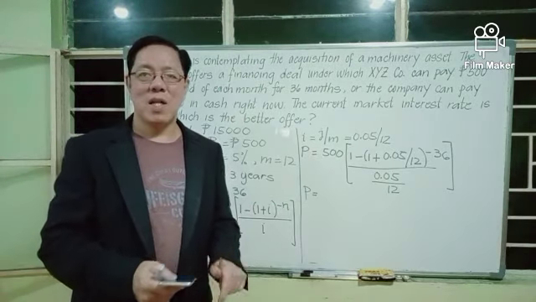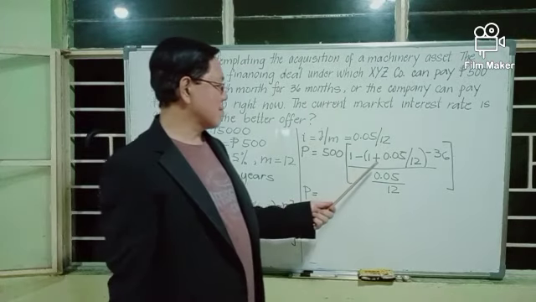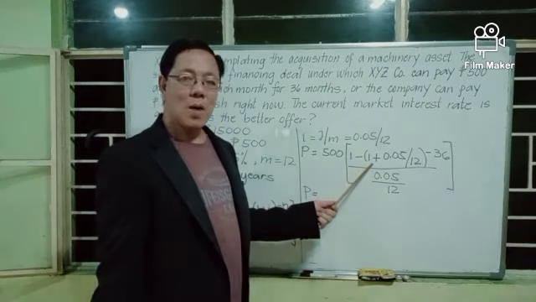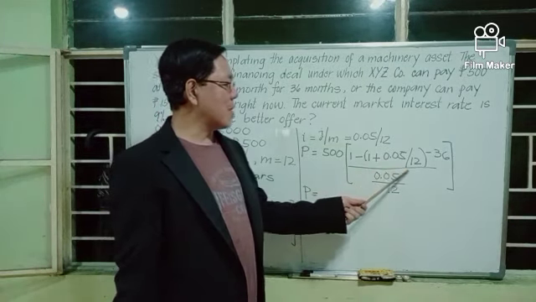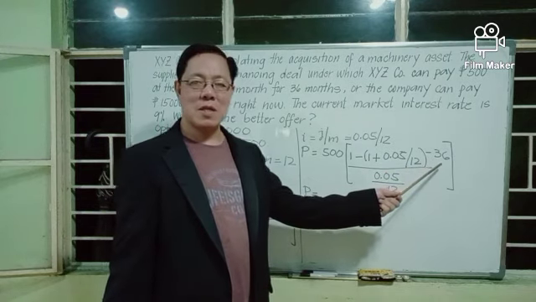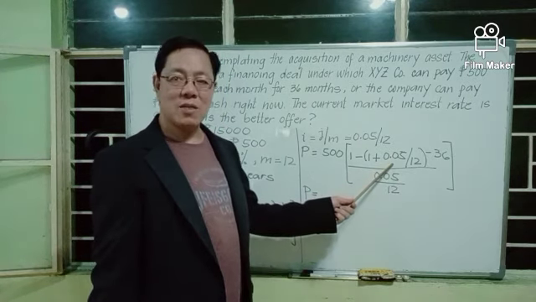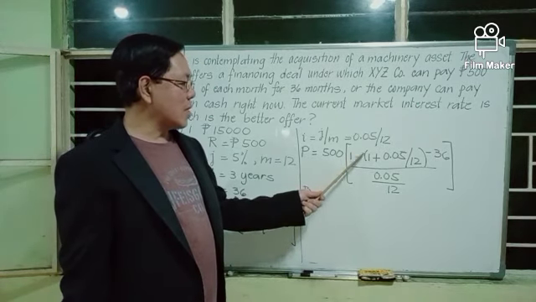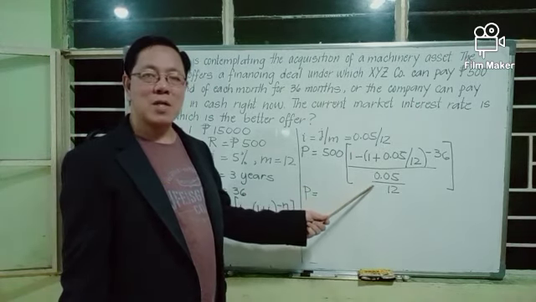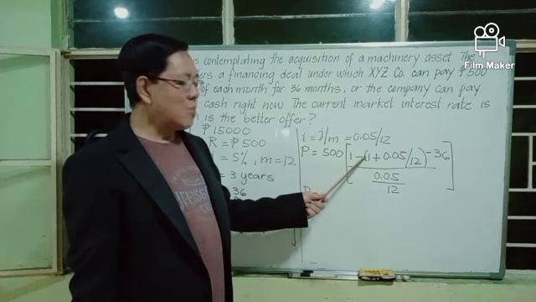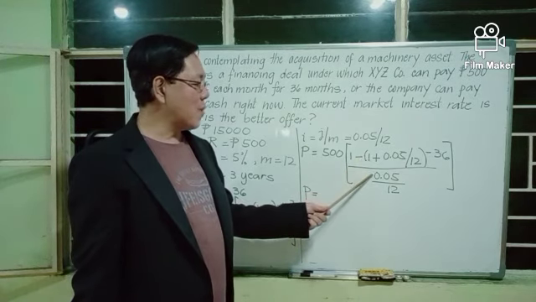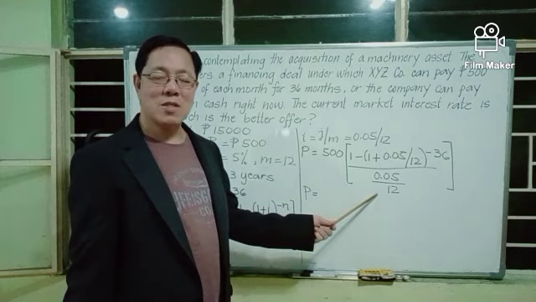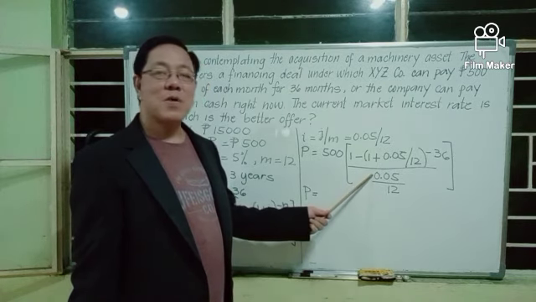Again, to calculate the value of P, we start with 1 plus 0.05 divided by 12 to the power negative 36. And the answer in the calculator, we subtract from 1. And to divide the numerator by 0.05 divided by 12, we multiply the numerator by the reciprocal of 0.05 divided by 12, which is 12 over 0.05.